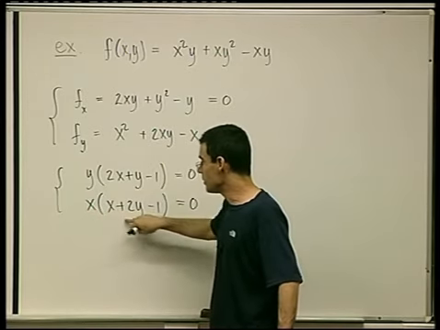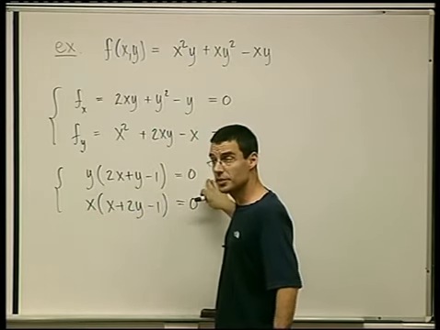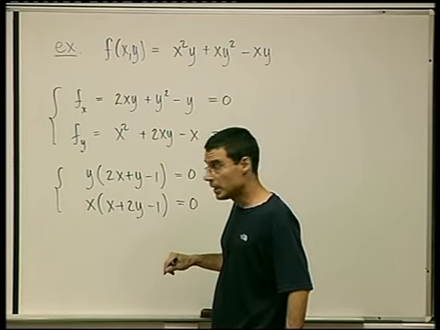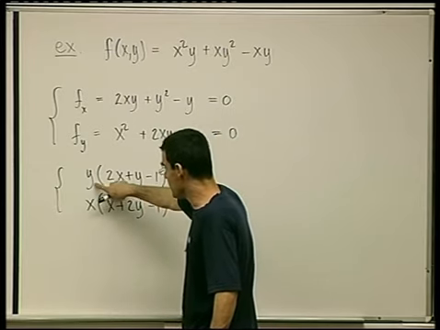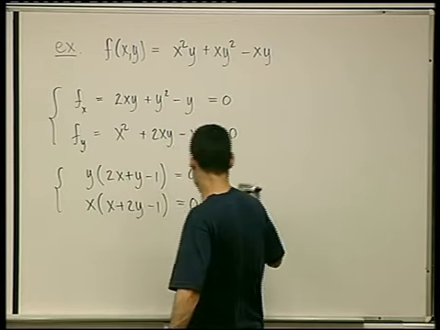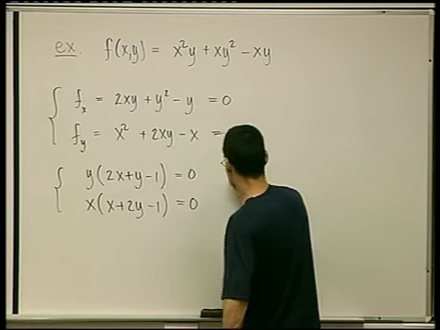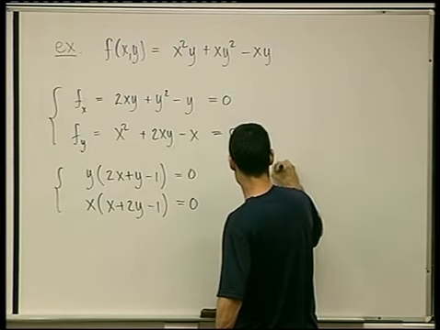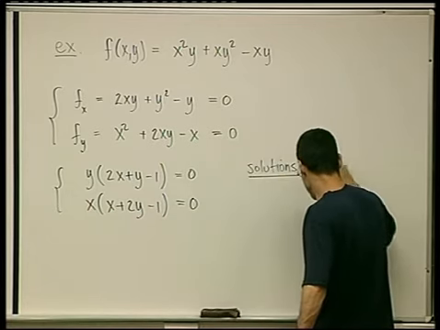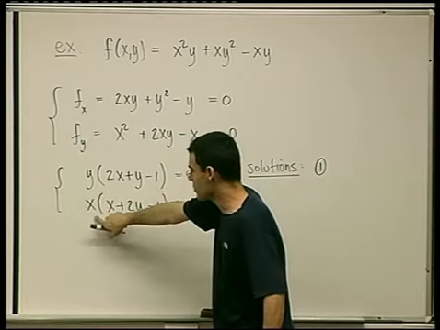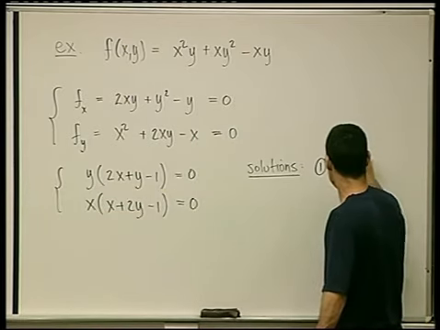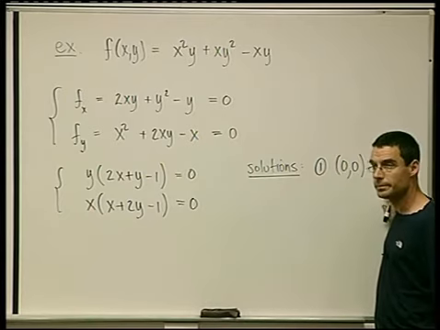Now we have two products. This is a product and this is a product. When is a product equal to 0? Only when one of them is 0, right? So either y is 0 and x is 0. That's one point that's going to solve this. So the first solution is going to be y is 0 and x is 0. That annihilates both expressions and it's a solution. (0, 0). Do you agree?